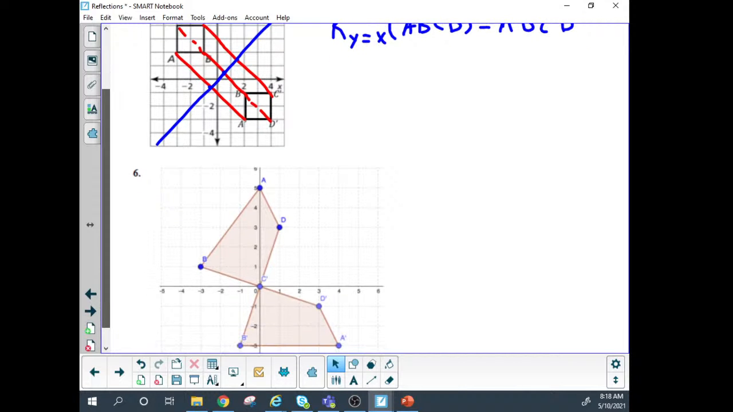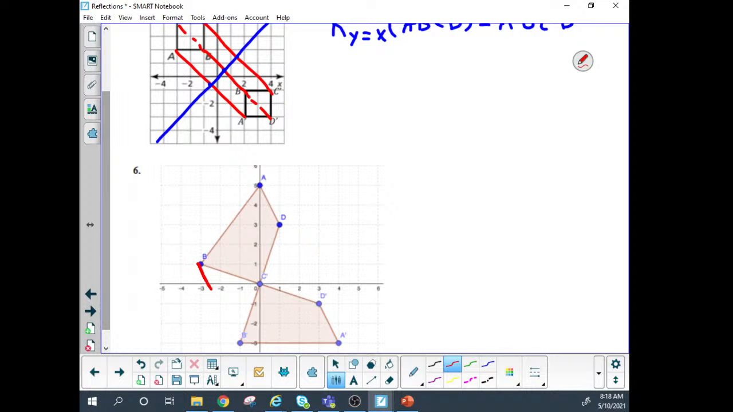Corresponding vertices would be like B to B prime. If I connect B to B prime, D to D prime, A to A prime, it's going to go right through that line I just drew, C to D. Nice thing, C to C prime, those are on the same coordinate. So I know it's going to go through the origin because C and C prime are at the same point. And if a point reflects to itself, that's because it's on the line of reflection.